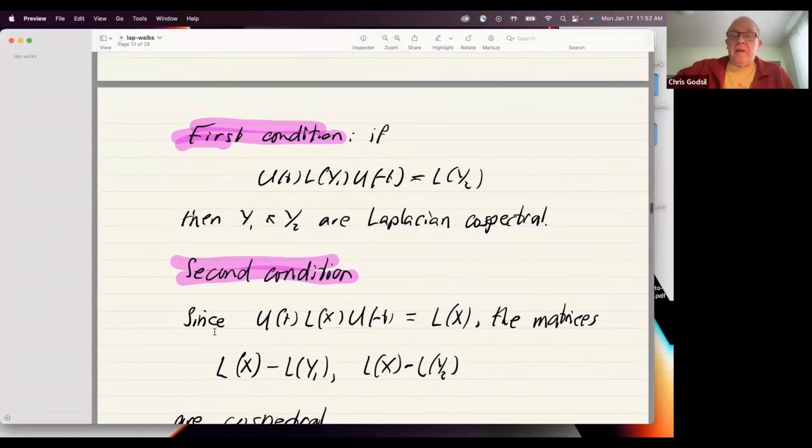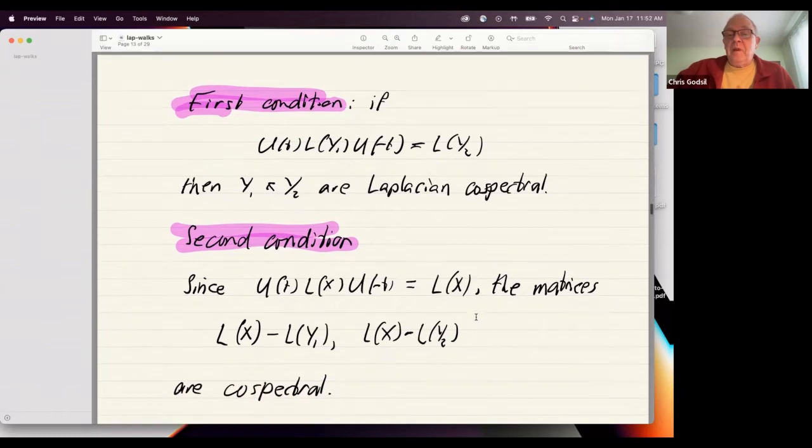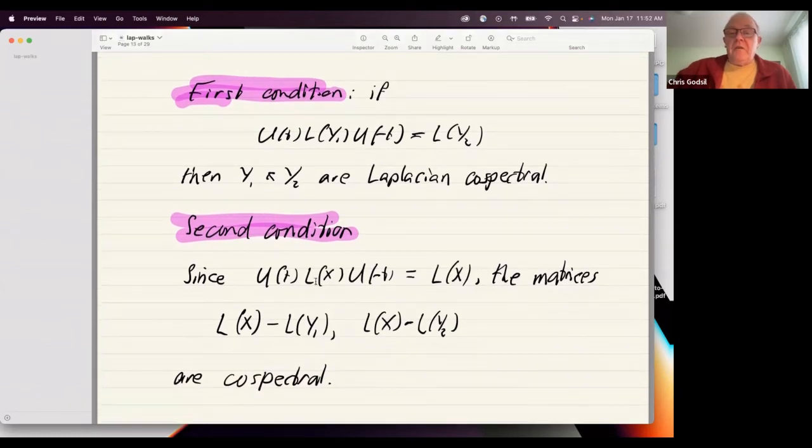The other point is that since U of t is the exponential of it times L, it commutes with L of X. So if I take X itself to be the initial state, then there's no change. So that tells us that U of t and L of X commute, and it follows from this that these two matrices, L of X minus L of Y1, and L of X minus L of Y2, are also cospectral.